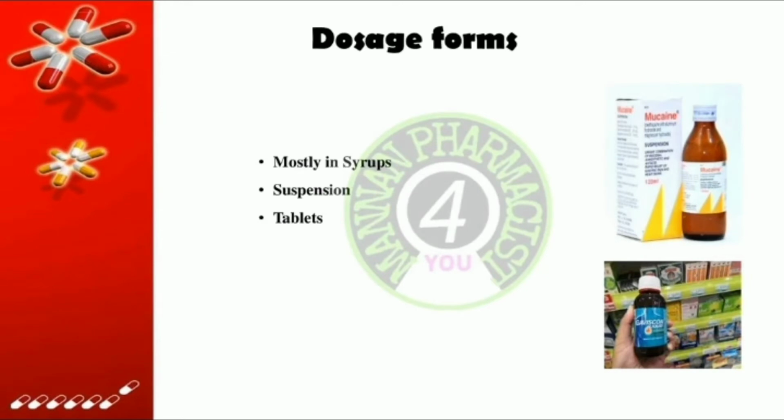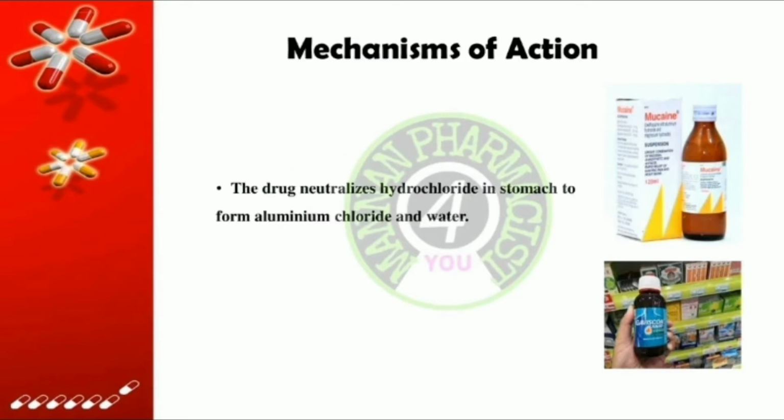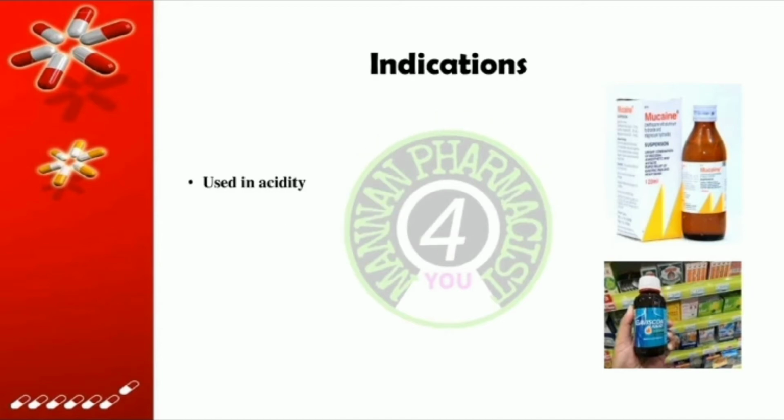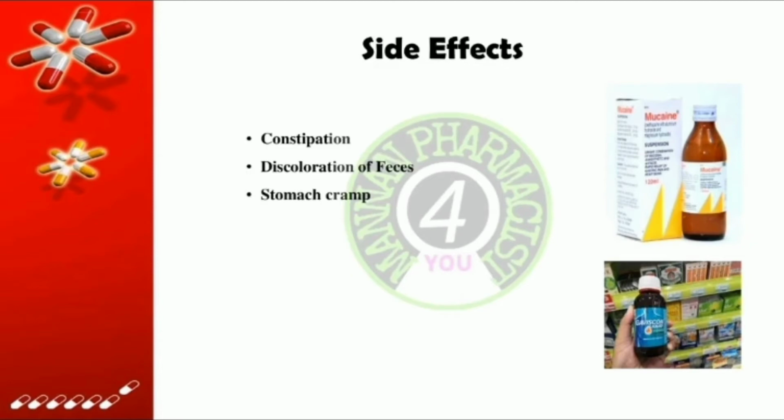Dosage forms of aluminium hydroxide: mostly syrups and suspension. Mechanism of action of aluminium hydroxide: the drug neutralizes hydrochloric acid in the stomach to form aluminium chloride and water. Indication: used in acidity. The side effects of aluminium hydroxide are constipation, discoloration of feces, and stomach cramp.